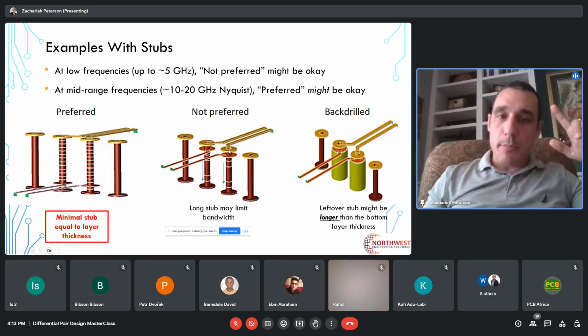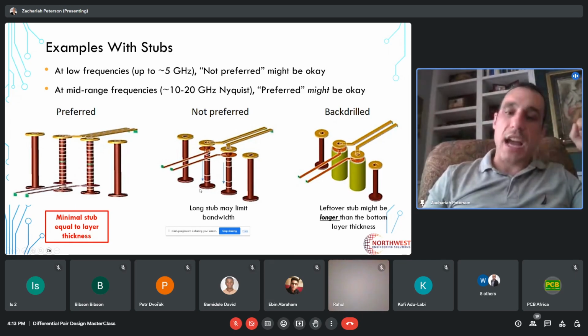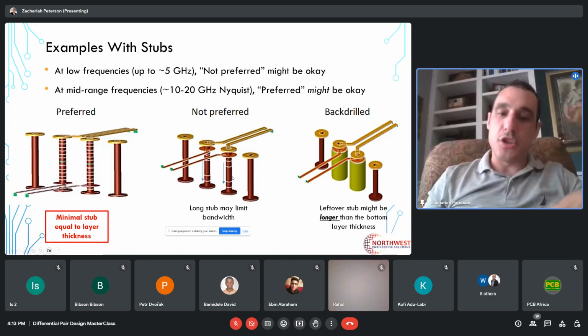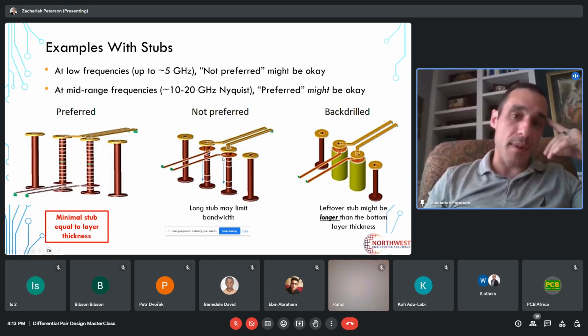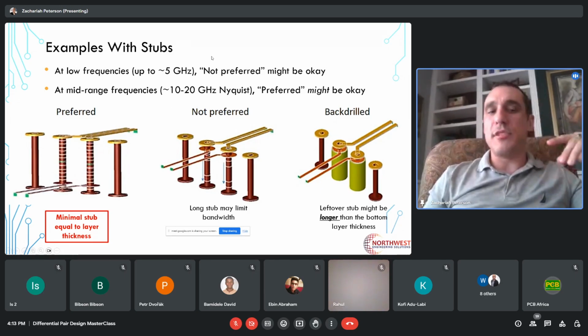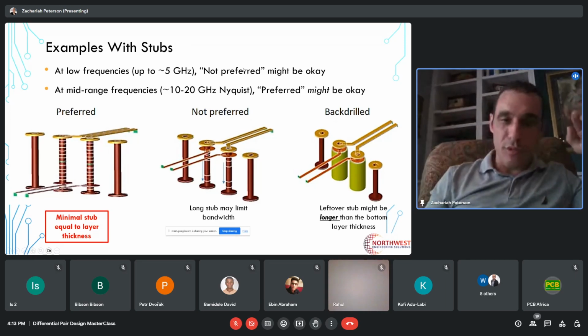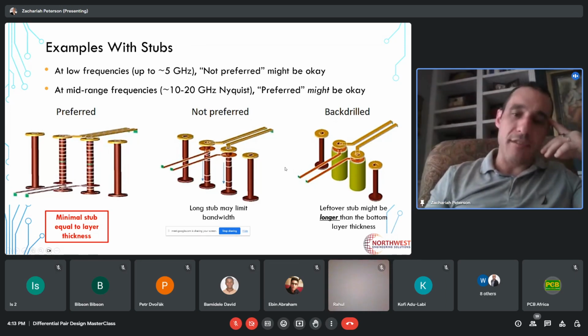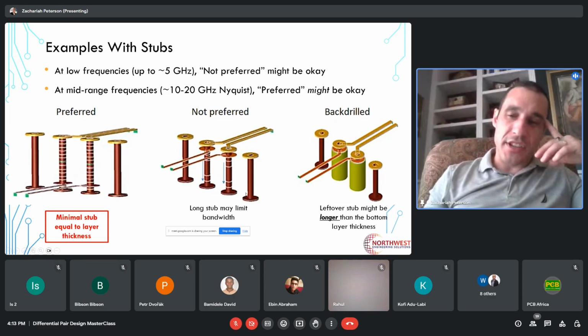The not preferred method, when you get up to really high frequencies, leaves these stubs and you just don't worry about it. And we'll see why this is bad here in just a moment. But this could be fine up to low frequencies. I say about 5 gigahertz because, again, it depends on this stub length.